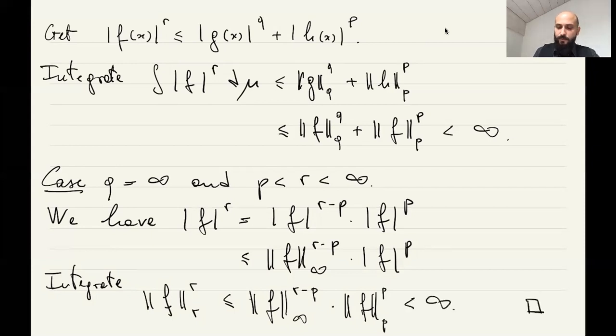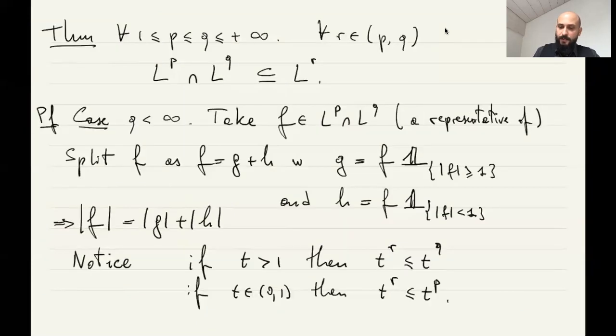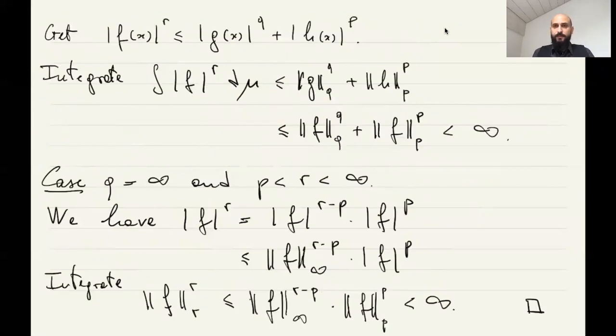In all cases, we prove that as soon as the p and q norms are finite, then the r norm is finite. So every f is in L^r. This ends the proof.